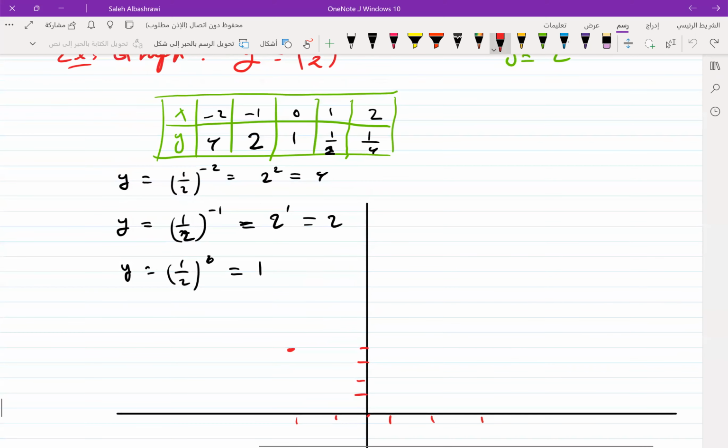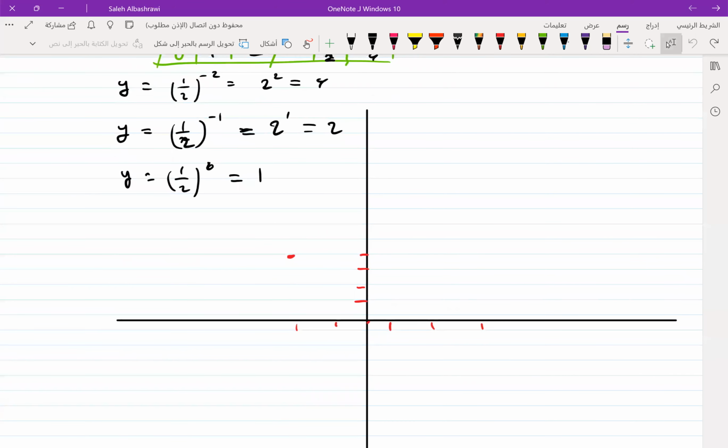Second point is -1 and 2, which is this point. Third point is 0 and 1, which is this one. And the last ones will be 1 and 1/2, and 2 and 1/4. So we see that the graph of this function will be like this.